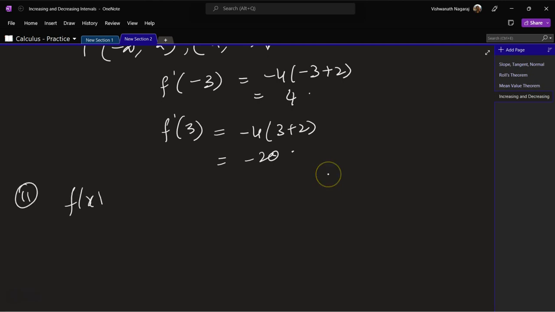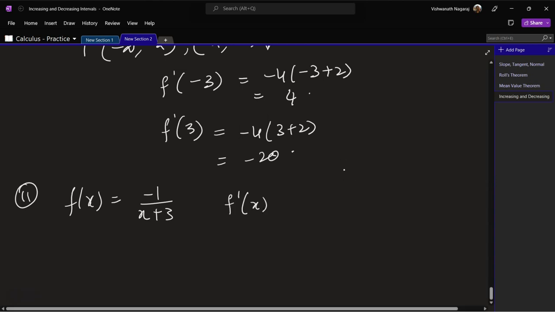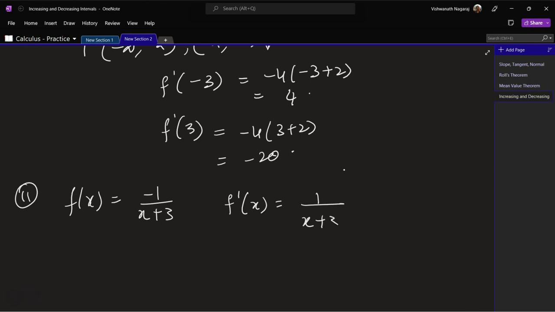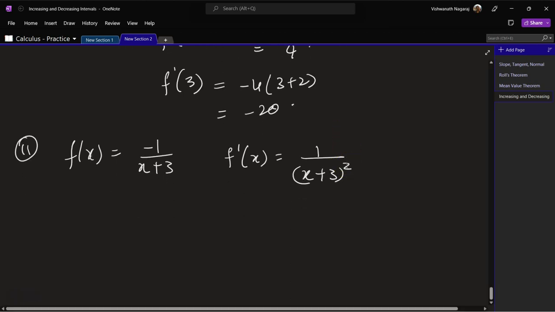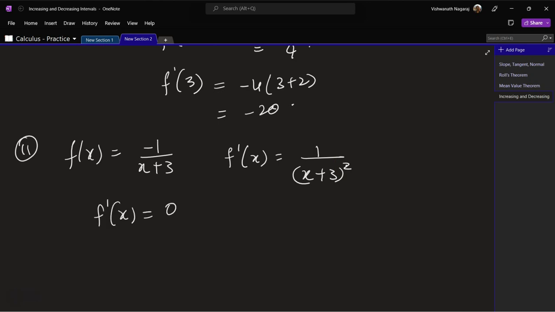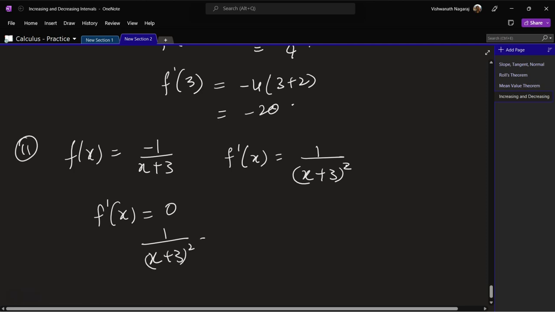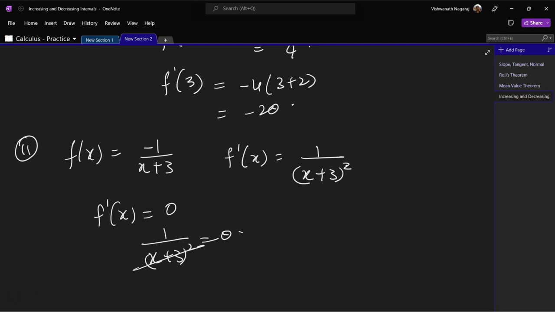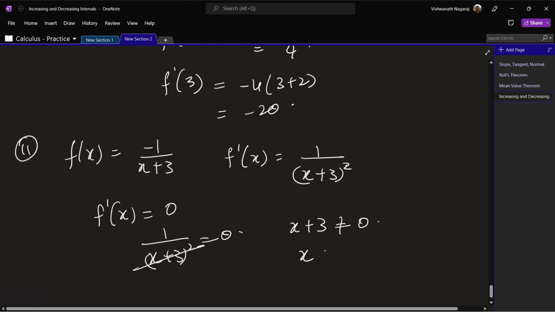Okay, 11th one, f of x is equal to minus 1 by x plus 3. Okay, now f prime of x is going to be 1 by x plus 3 square. And now let's equate it to 0, which gives us 1 by x plus 3 square equal to 0, and this cancels out. So that means there is some problem, there is a discontinuity. That's why we are not able to differentiate it, right? So what is the point at which it is problematic? That is, x plus 3 cannot be equal to 0, which means x cannot be equal to minus 3.